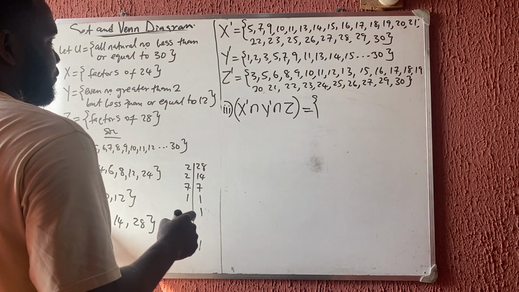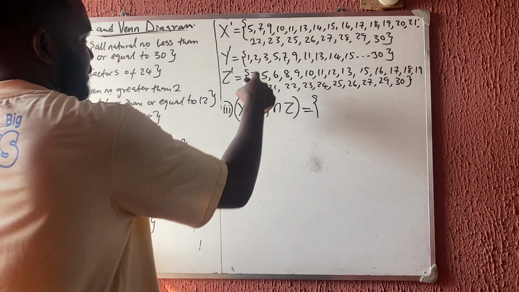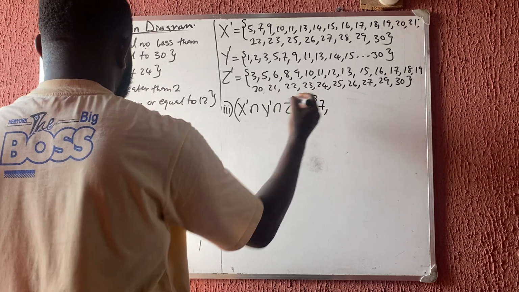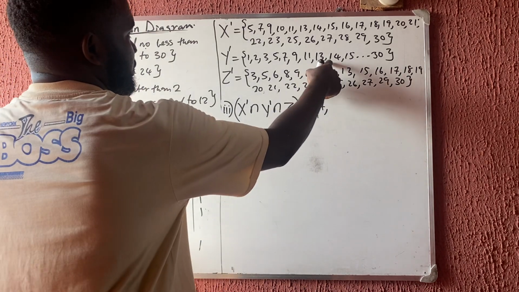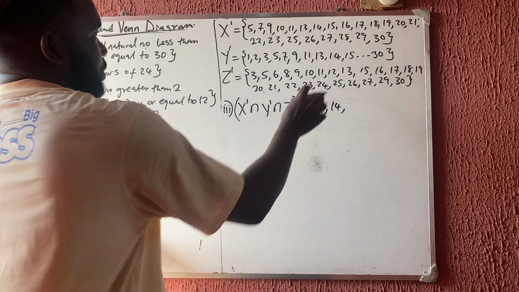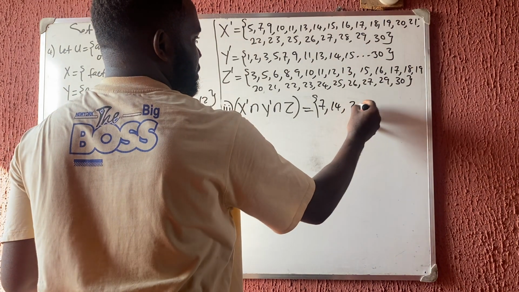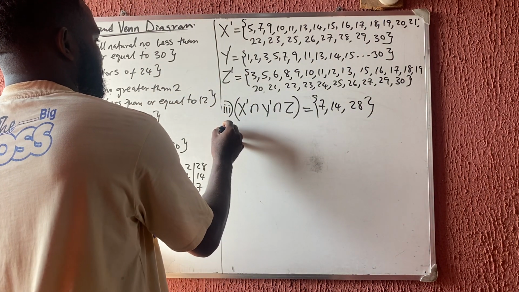I'm not taking 2. 4 is here, 4 is not in the two of them. 7, oh, 7 is everywhere. So 7 is the first person. 14, 14 is here, 14 is here, 14 is the next person. 28, 28 is here, and 28 is here, because this is dot dot dot, so 28. So this is the answer to this. So IV.